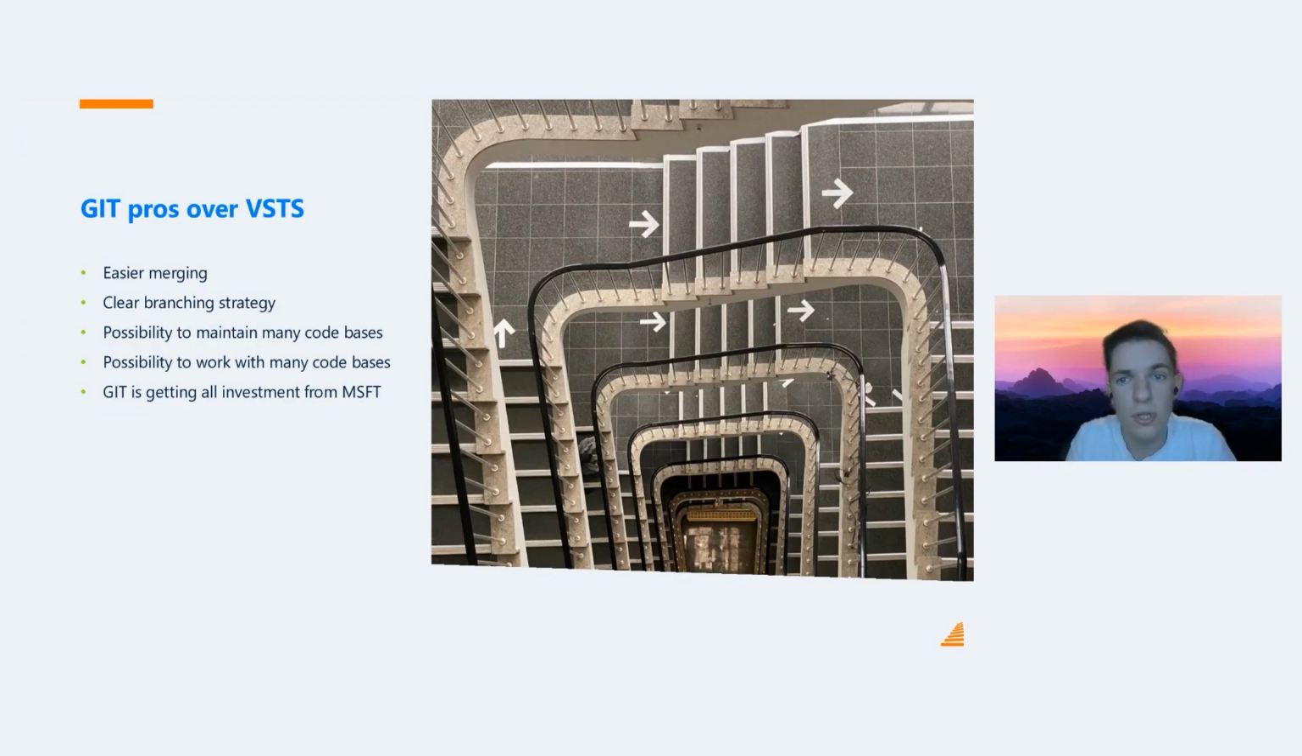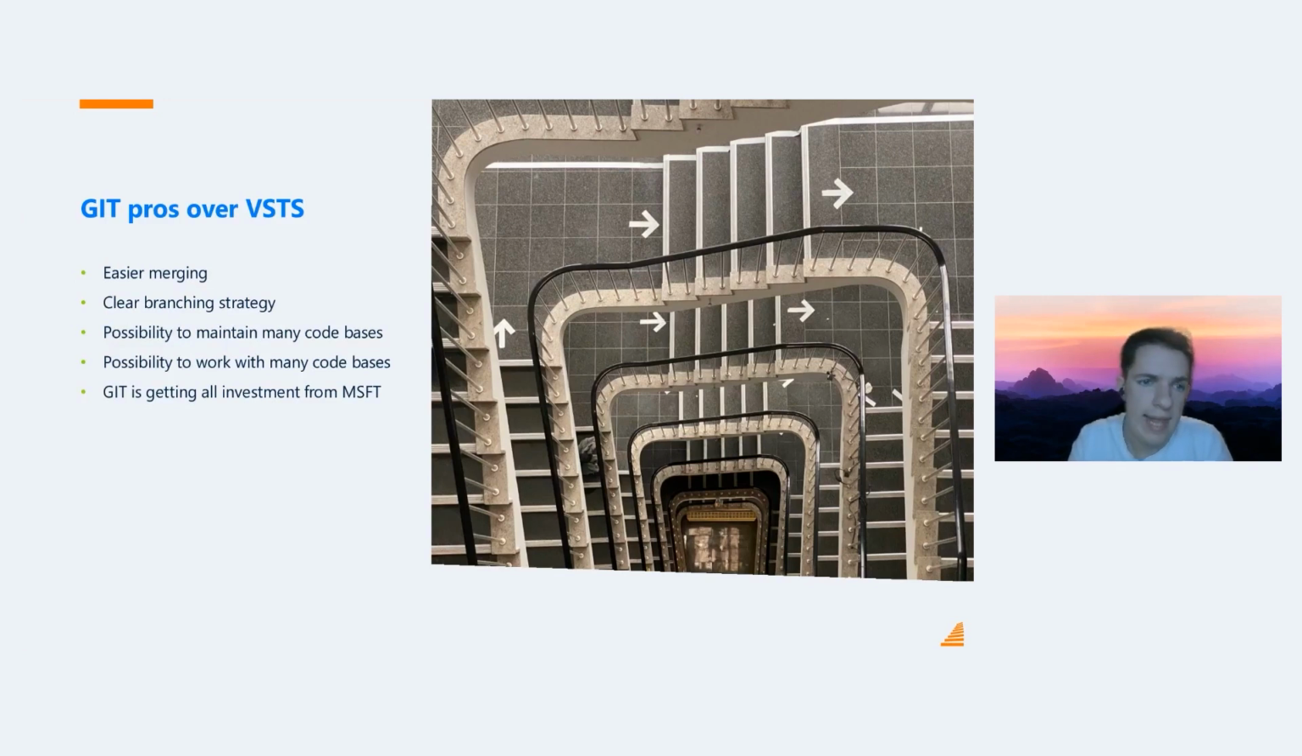So first of all, you usually get easier merging. This is from our experience. I'm going to explain how a bit later, but basically the key to easier merging is cherry picking, but also part of the easier merging is because of the principles of how these source controls work. Second, you usually get a clearer branching strategy with Git. You get the possibility to maintain many code bases remotely and locally, and it's very easy to switch between them.